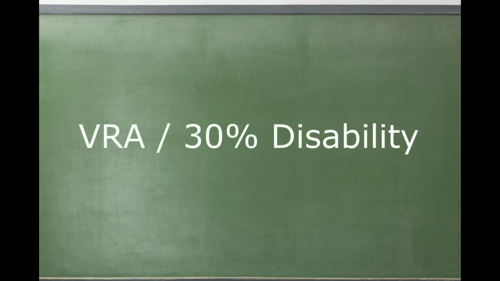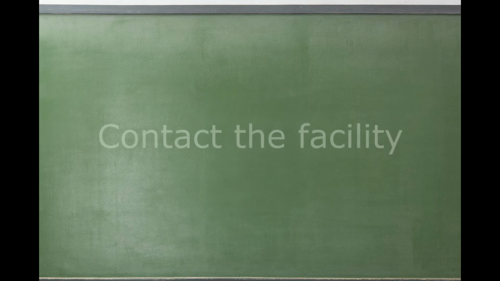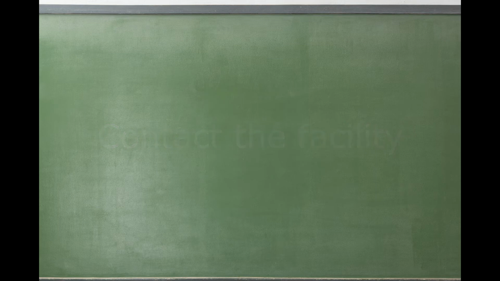So under VRA, we talked about how the cap is the GS-11. 30% or more does not have a cap, so you could be non-competitively hired for any grade. The way you would use this status is to either see a job online on USA Jobs and then contact the facility and request to be considered non-competitively. You could also go to the facility directly and just ask if there are any positions that are available that you qualify for, and then they can forward your application to the hiring manager.